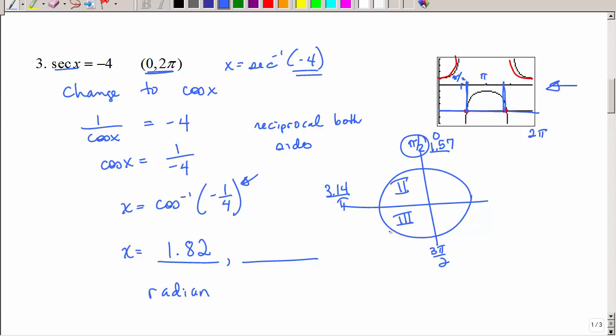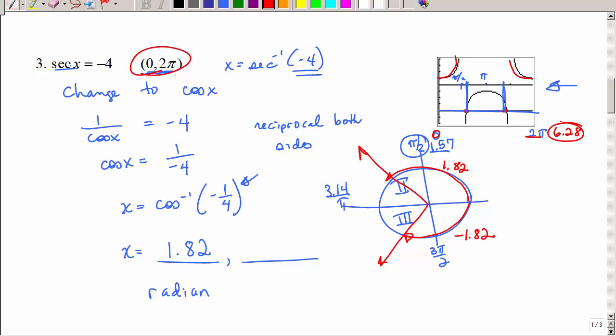How are you going to do that? Well, there's a couple of different ways. I think about reference angles. So here, my calculator has given me 1.82. I need something in quadrant 3. So that would be negative 1.82. Is that a good answer? Well, no. Even though that's in quadrant 3, it's not between 0 and 2 pi. I need an answer between 0 and 6.28 approximately. That's 2 pi. I need it to be positive.